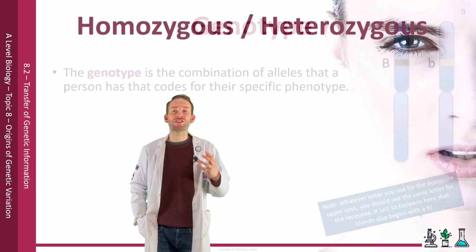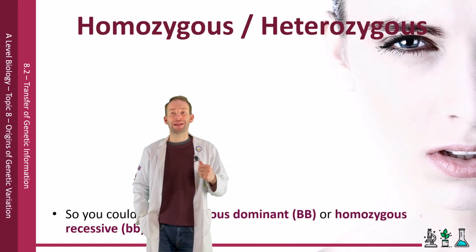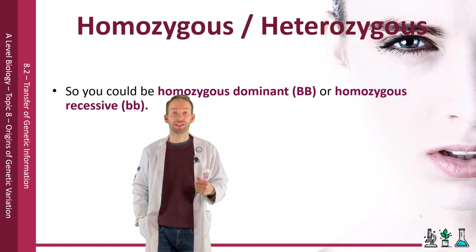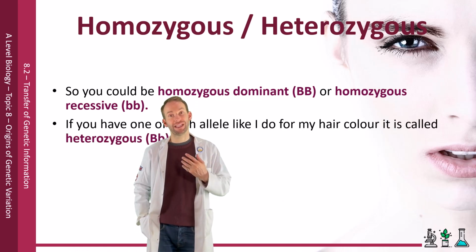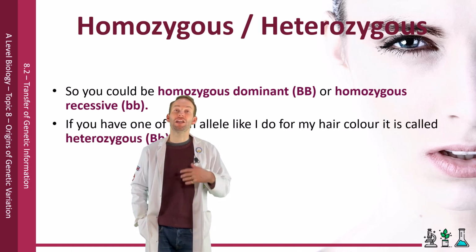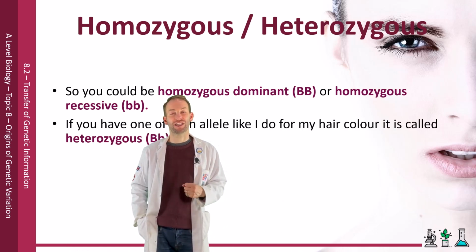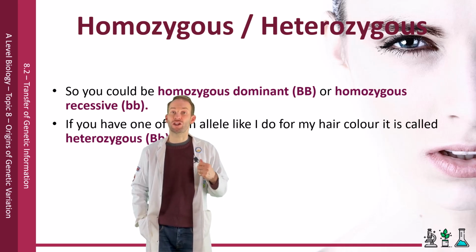Now, if someone has two of the same alleles to make their genotype, we say they are homozygous. Okay, so you could be homozygous dominant, big B, or homozygous recessive, little b. If you have one of each allele, like me in that example, big B, little b, then you'd say that is heterozygous.